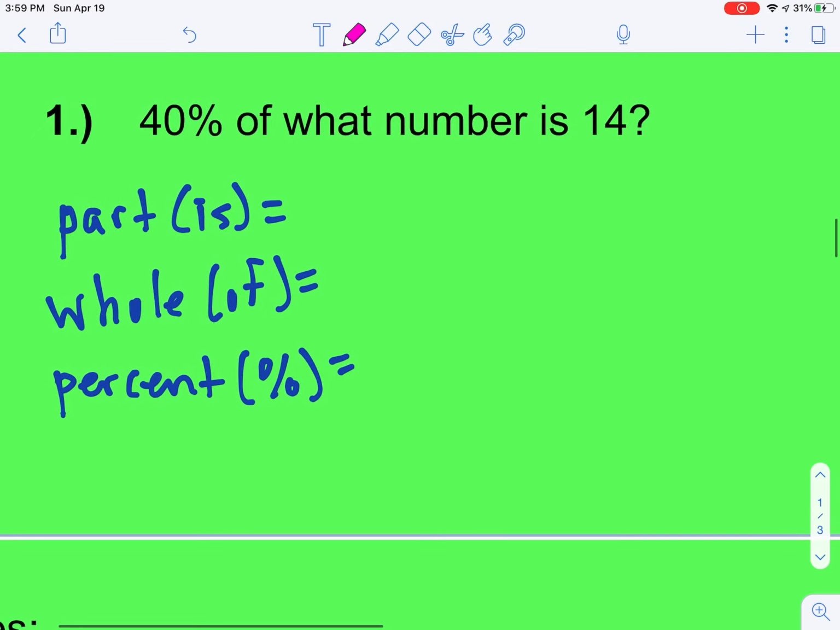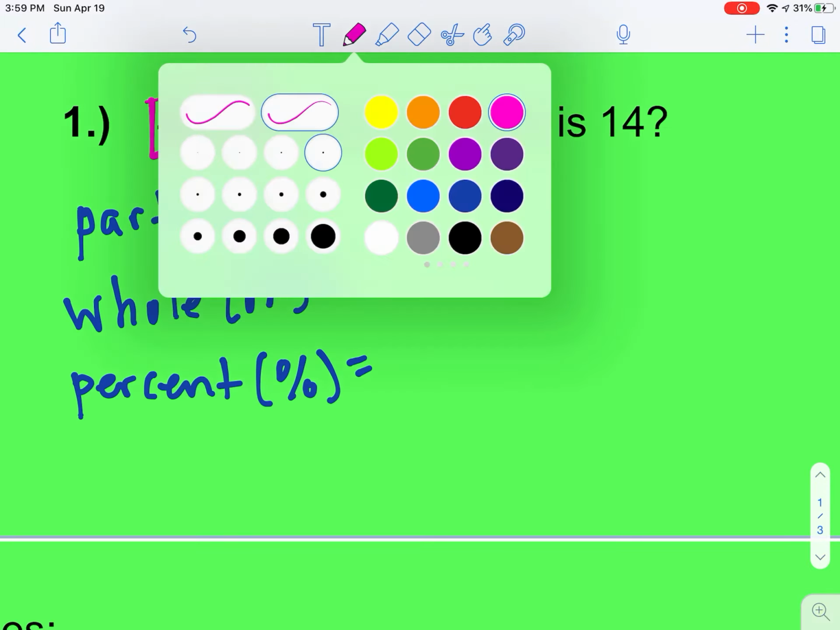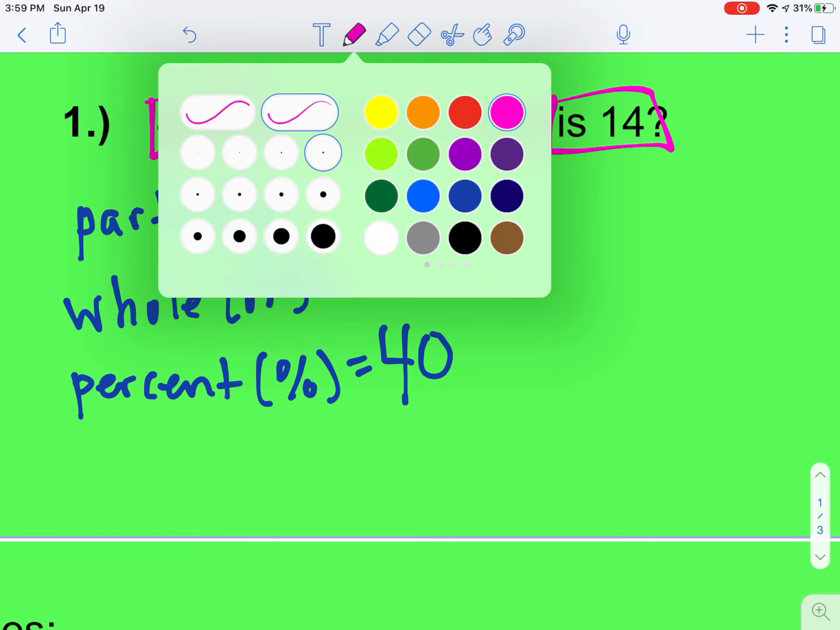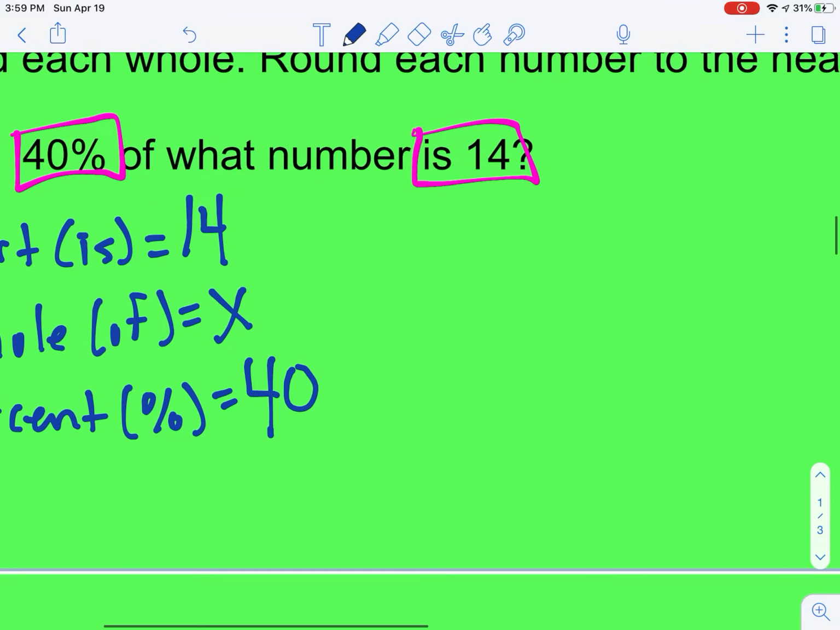All right, one more example. 40% of what number is 14? The first thing I notice is my 40%, so I'm going to write that down as my percent. And then at the end, I have "is 14," and that tells me what my part is. I don't have any other numbers there, so I know that the whole is going to be my variable.